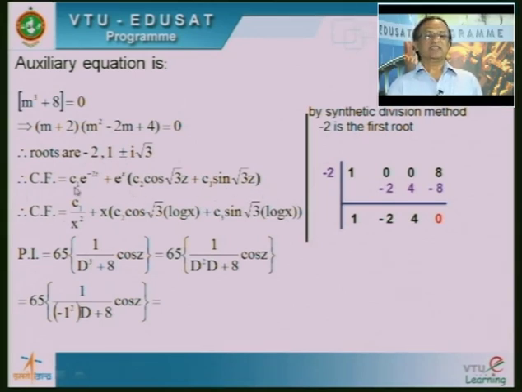Now, I want to write this function in terms of x. That is why the complementary function is equal to C1 divided by x square plus x, since e to the power z means x, into C2 into cos of root 3, where z means log x, plus C3 sine of root 3, again with z meaning log x. So, this is the complementary function of the given differential equation.